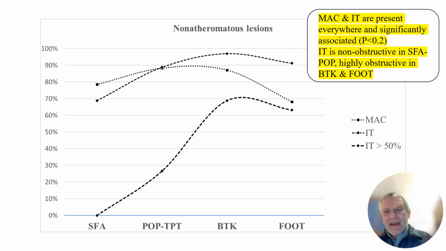Second, medial artery calcification is present everywhere, and intimal thickening is the same, present everywhere, and they are significantly associated. Intimal thickening is non-obstructive in SFA and POP, and highly obstructive in BTK and foot arteries.